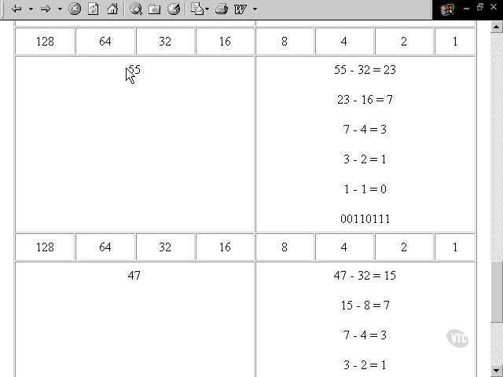Let's work our way over here. We can see our 55. So we can subtract 32. That gives us 23 left over. We can subtract 16 from that. That gives us 7 left over.